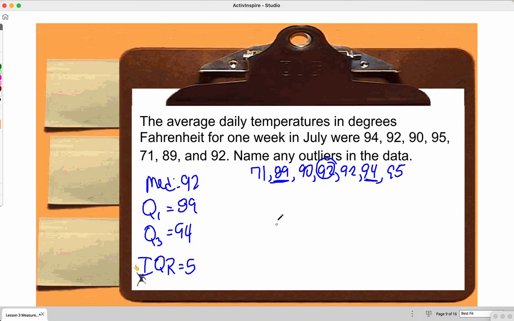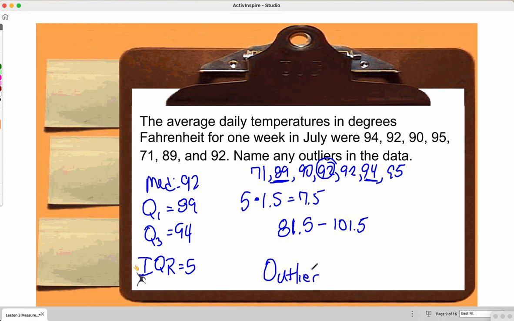So I'm going to multiply this. So 5 times 1.5 is 7.5. So I'm going to do the same thing I was doing earlier. What's the distance? 89 minus 7.5 is 81.5, or 81 and 5/10. And then 94 plus 7.5 is 101.5. So if we look at our data points here, are there any data points below 81.5 and above 101.5? And there is. So therefore, we have one outlier, 71.